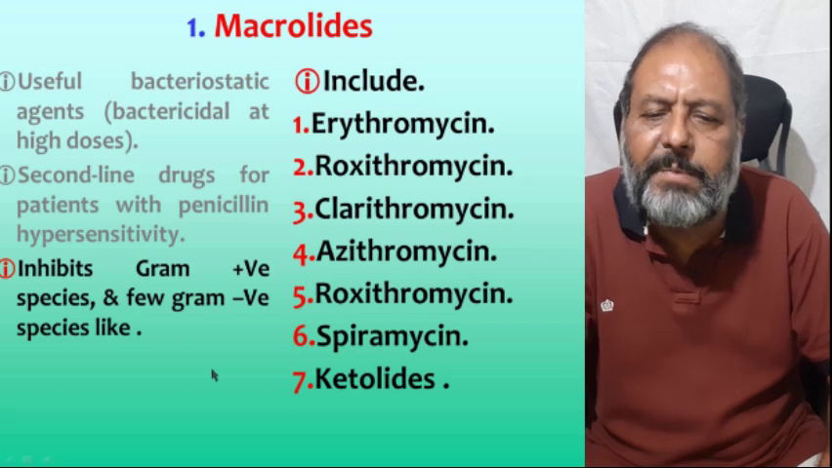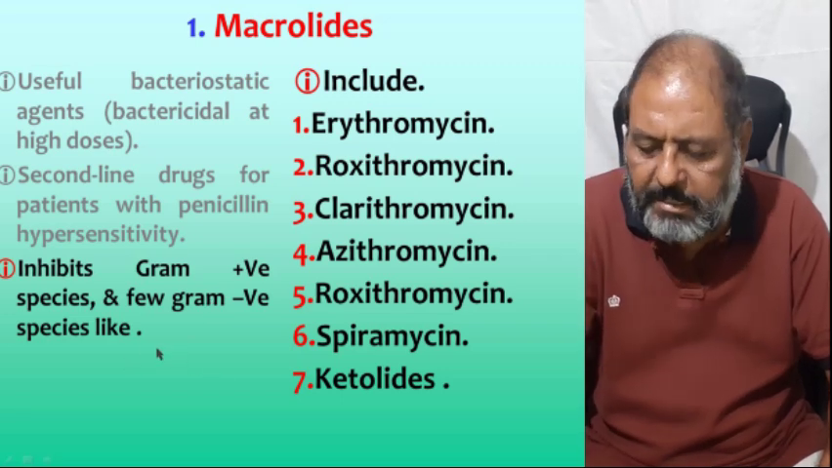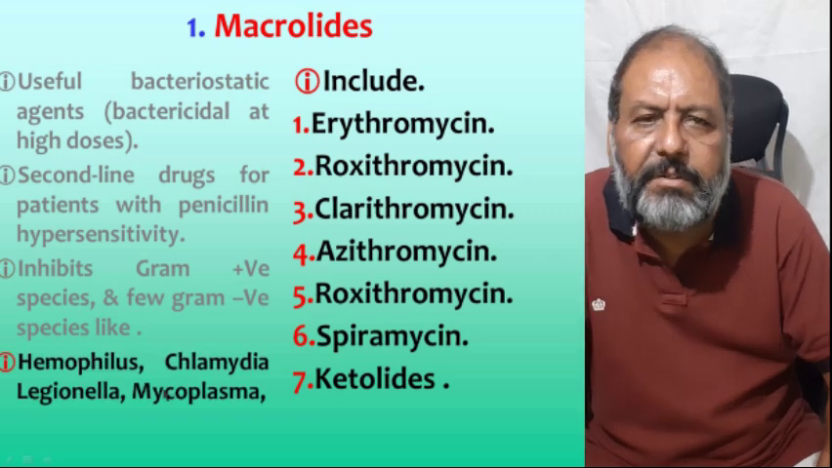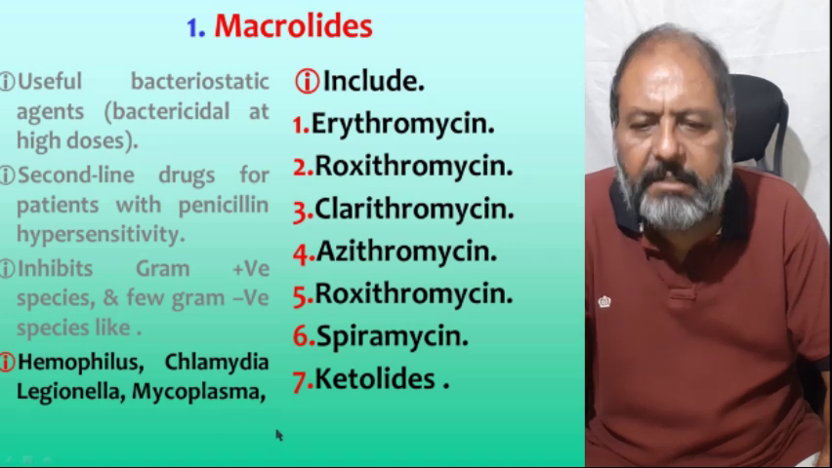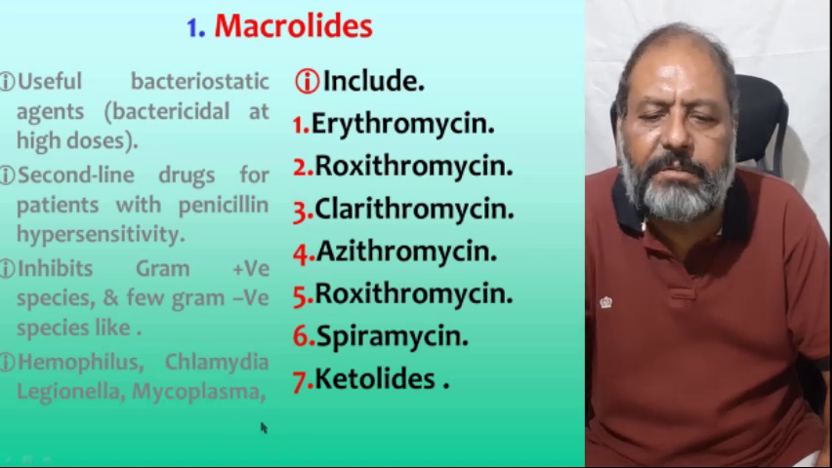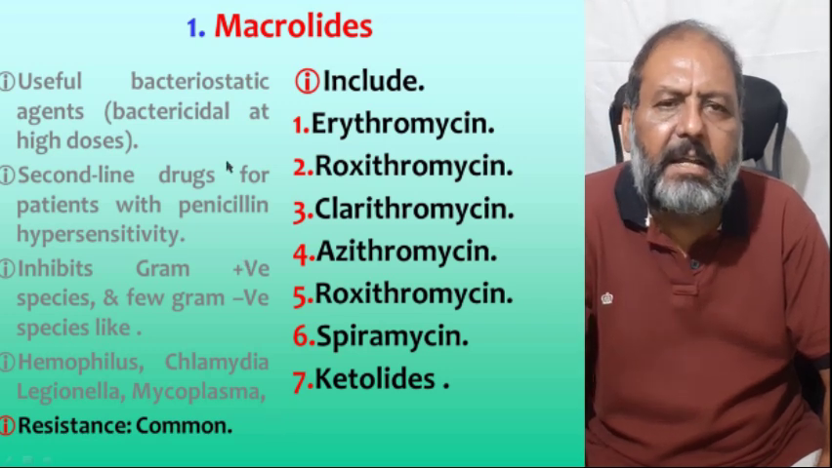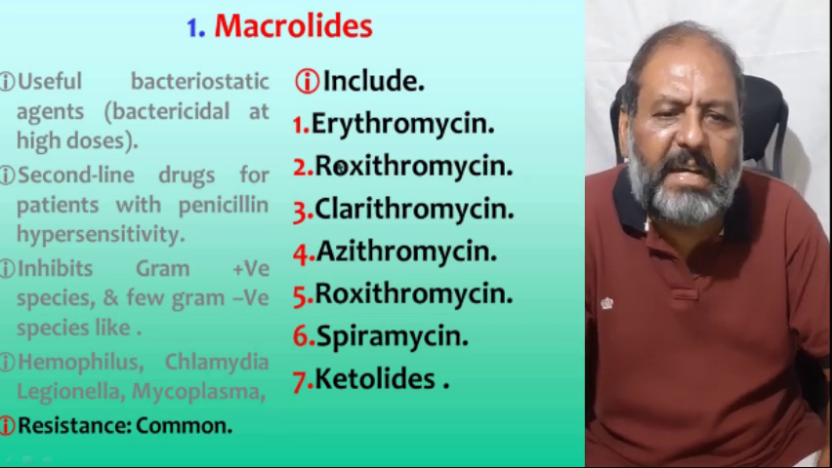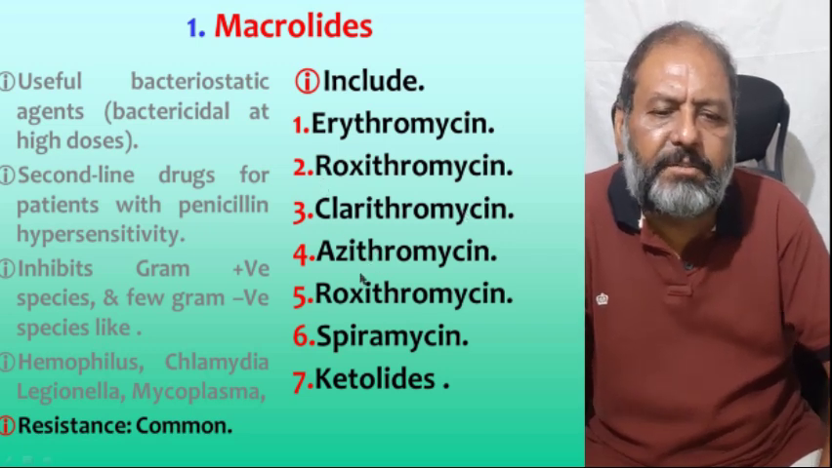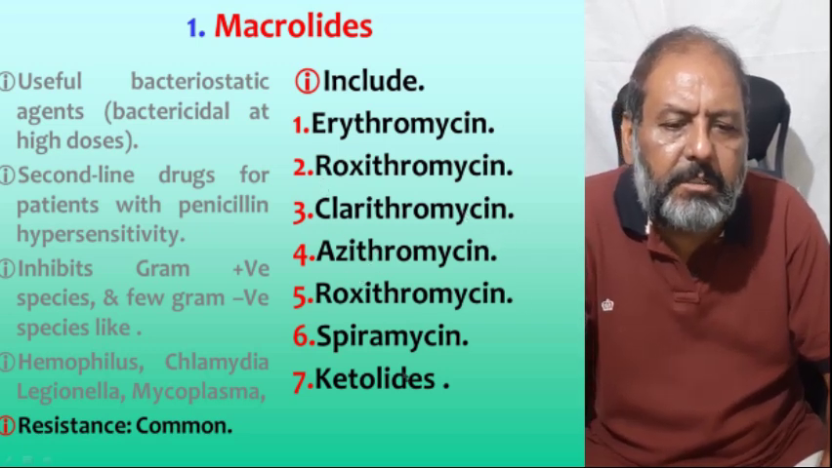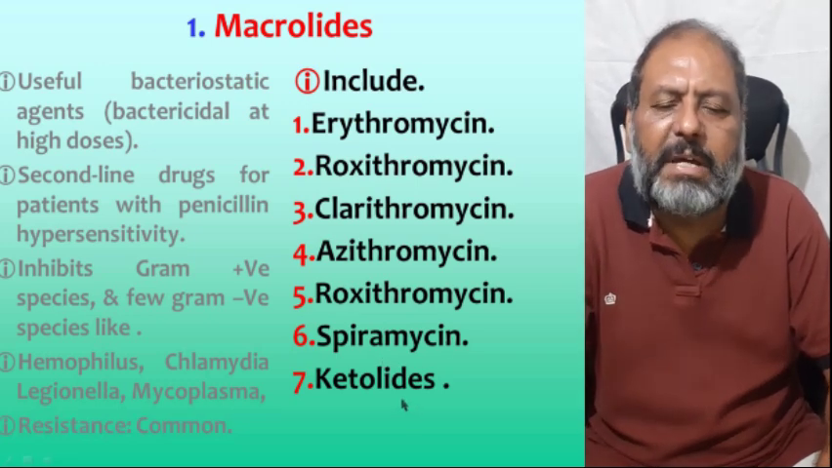Then these inhibit gram-positive species more, and a few gram-negative species like Haemophilus, Chlamydia, Legionella, and Mycoplasma, but basically they act against the gram-positive species more, and resistance is very common with these bacteria. The group includes erythromycin, roxithromycin, clarithromycin, azithromycin, spiramycin, and ketolides. These are all included in the macrolide group.